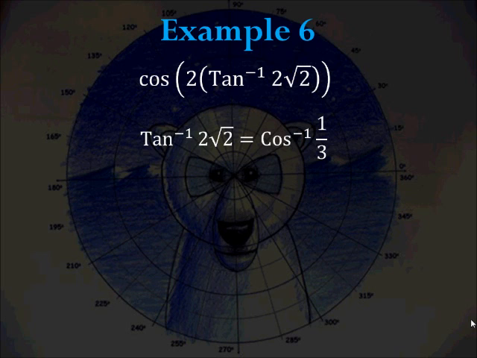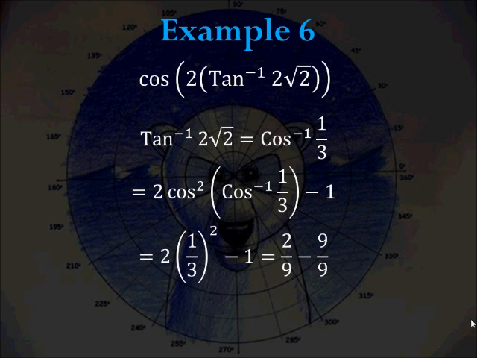So now we can plug in the inverse cosine of 1/3 and substitute that for the inverse tangent of 2 root 2. So your expression becomes 2 cosine squared of the inverse cosine of 1/3, all minus 1. Well, we know that cosine of the inverse cosine of 1/3 is 1/3. So we have 2 times 1/3 squared, all minus 1. 1/3 squared is 1/9. 2 times 1/9 is 2/9. 2/9 minus 9/9 yields you negative 7/9.